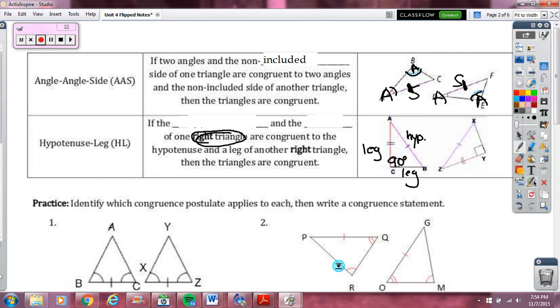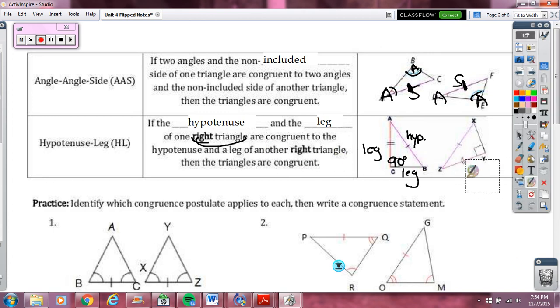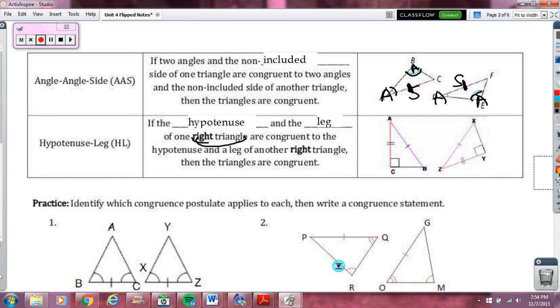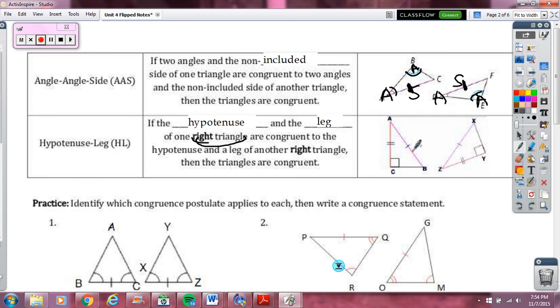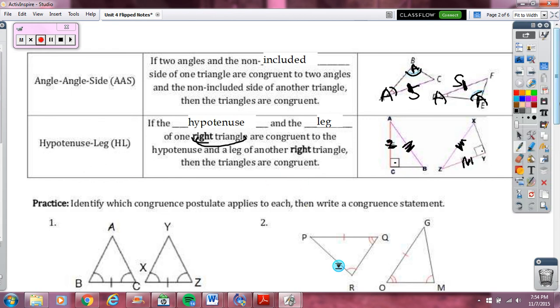So the theorem hypotenuse leg says that if the hypotenuse and the leg of one right triangle are congruent to the hypotenuse and the leg of another right triangle, then they've got to be congruent to each other. I'm going to erase this stuff really quick. So when I look over here, I see that they both have a hypotenuse with one little mark on it. They both have a leg with two little marks on it, and they're both right triangles. So by hypotenuse leg, they've got to be congruent.